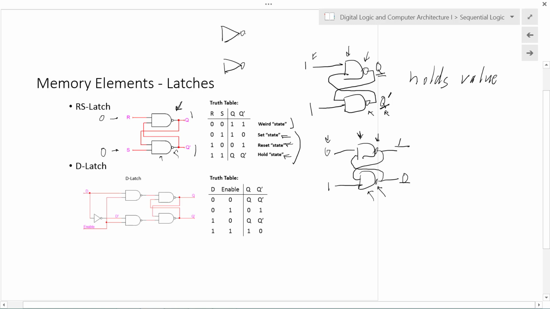Let's draw this differently so the feedback is easier to see. So all I did in this drawing is I twisted this bottom inverter, and now we have the crossing wires. This is the set condition.